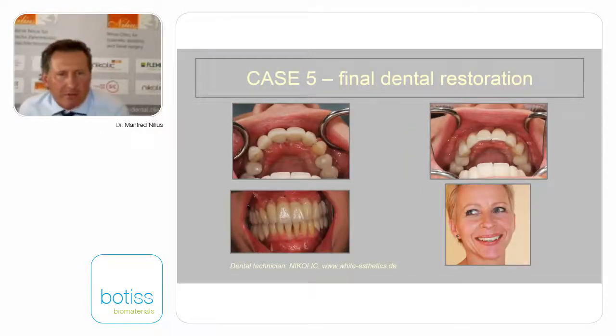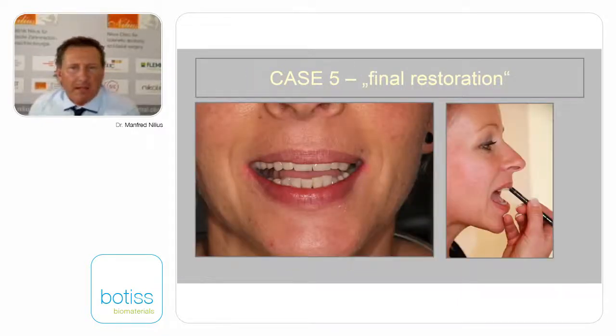This is a final dental restoration. Thank you very much, Robert Nikolic, for the teeth here. The lip line is okay for the patient. Otherwise, maybe I would have done different things to make sure that there is a very good red and white aesthetic. But for a lower lip line, I think it's okay. And this is the final restoration after having the final dental restoration.